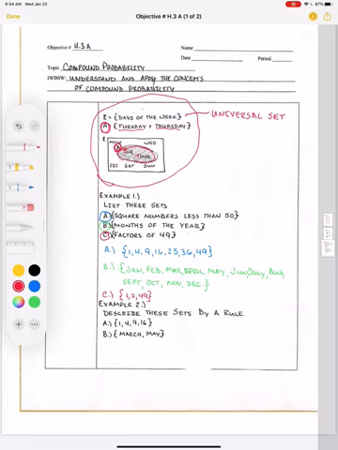Example 2, describe these sets by a rule. So what we're doing is we're just looking at what we have, and we're just going to give it a rule, something that describes what we're seeing. So in set A, I have the numbers 1, 4, 9, and 16. And if you look back up to this set, we have a 1, 4, 9, and 16.